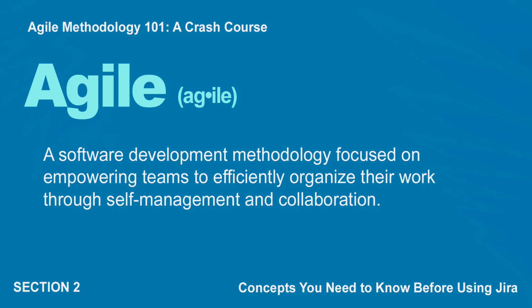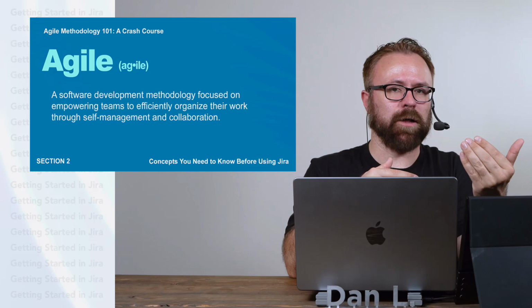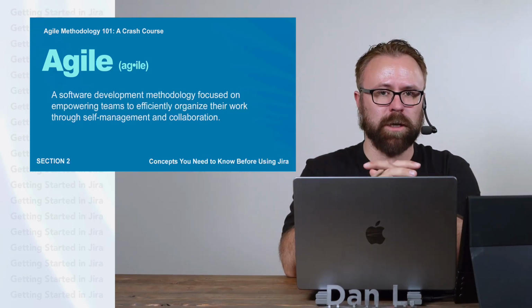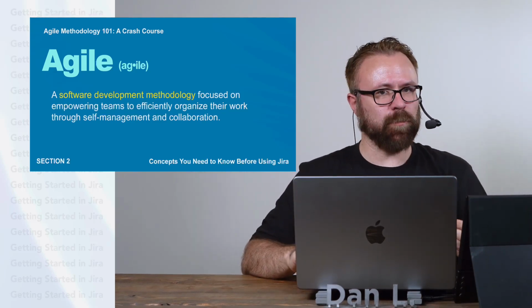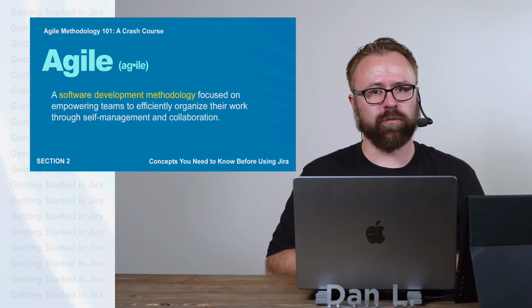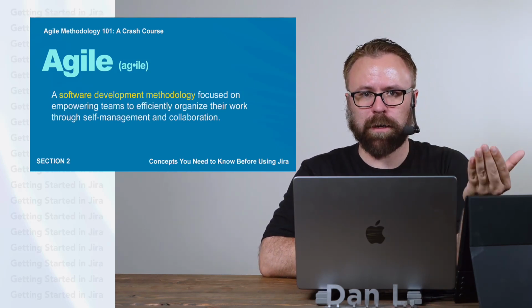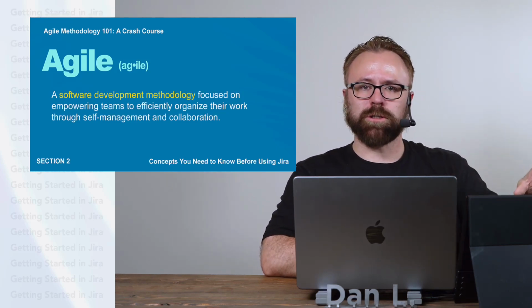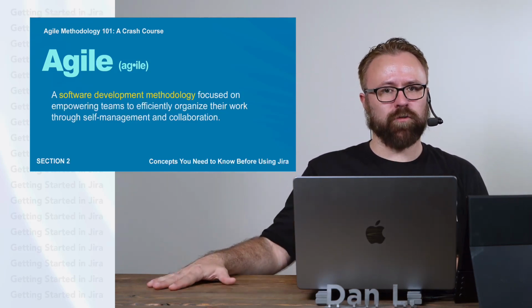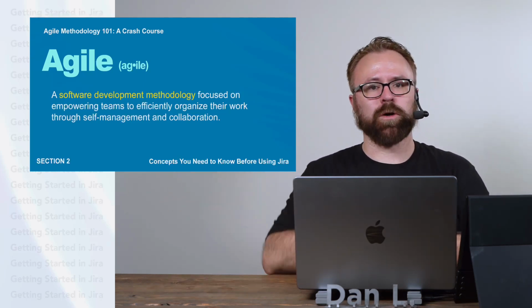So Agile is a software development methodology focused on empowering teams to efficiently organize their work through self-management and collaboration. For our purposes today, there are some key things about Agile that are always helpful to keep in mind when we're working in Jira. First, the concept of Agile methodology was born in the software development world. So as you might expect, that's why Jira has a lot of tools for software developers. But if you're not a software developer, you might still be using Jira. If you recall, when we learned about the different versions of Jira, there were more versions than Jira software. And those other versions still use the same concepts born out of Agile methodology and the software development world.